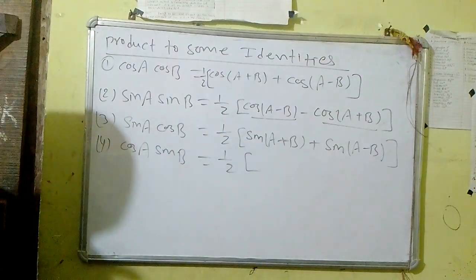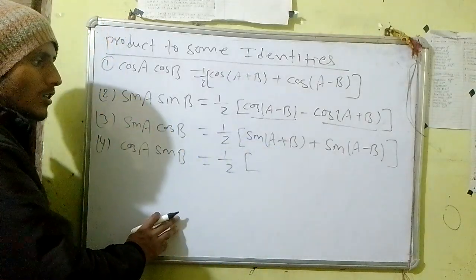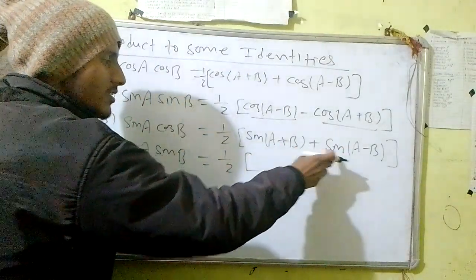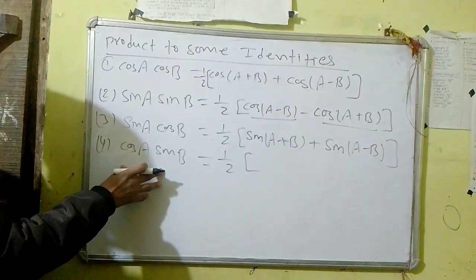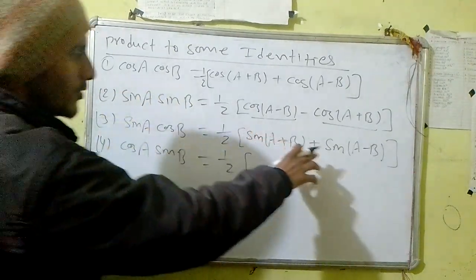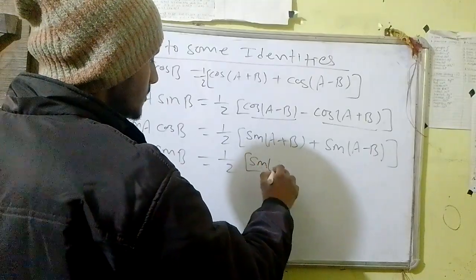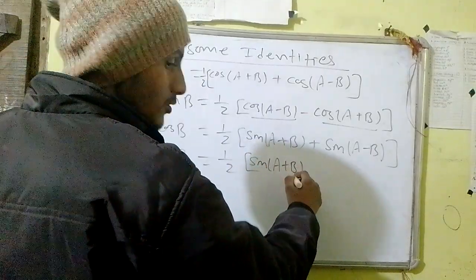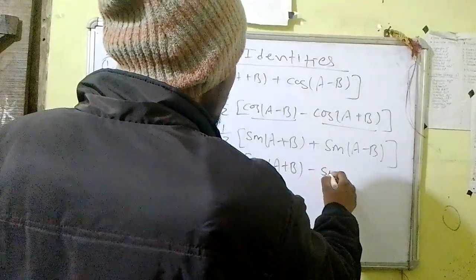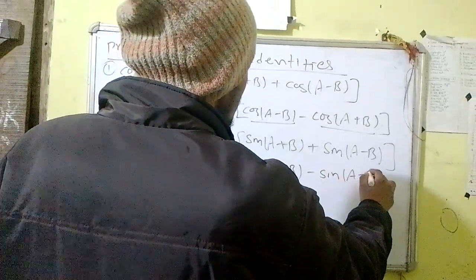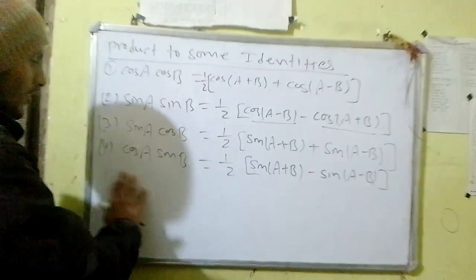Cosine A times sine B. When you find for this, what is going to happen here? Again, these same terms contain this, but this time it is going to be a minus sign between them. Sine A plus B minus sine A minus B, then it will get you the left hand side.